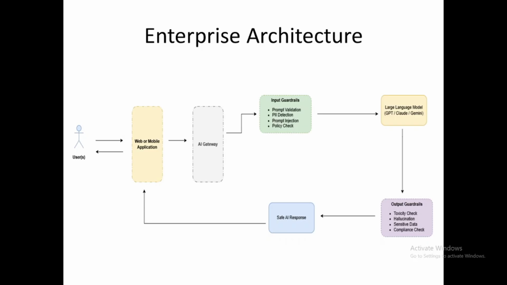The large language model generates the content. Through the output guardrails we are validating this. If everything is okay, then through the safe AI response we are sending it back to our user. So that is the life cycle, starting from when a user submits a request. That is how the enterprise architecture works.